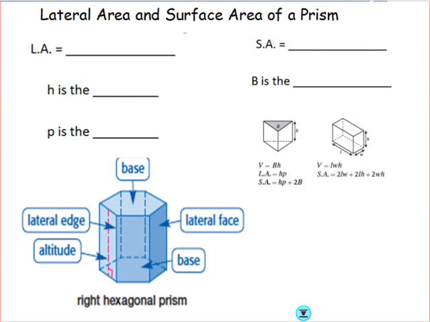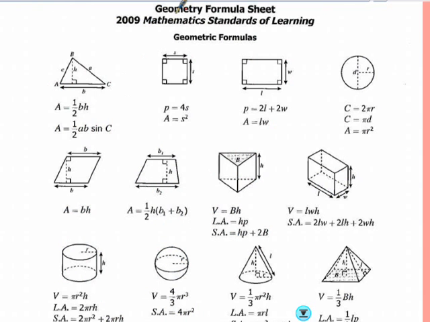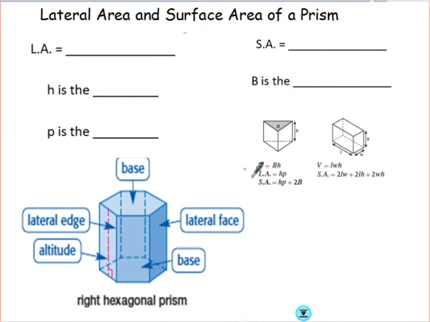All right, so let's take a look at lateral area and surface area of a prism. First, we have the lateral area formula. This is a little tiny screenshot right off your formula sheet. Lateral area of a prism is just the height times the perimeter. Okay, H stands for height, and P stands for perimeter. And let's be more specific than that, it's perimeter of the base.